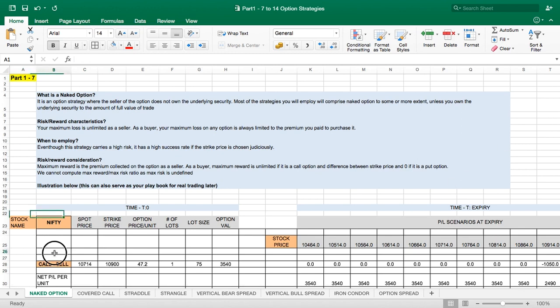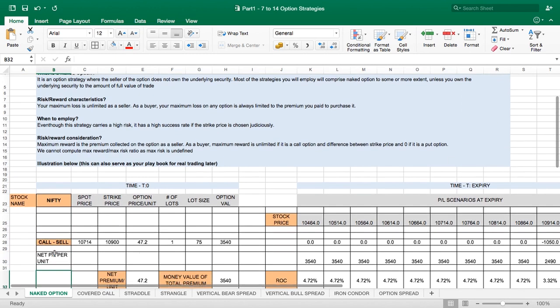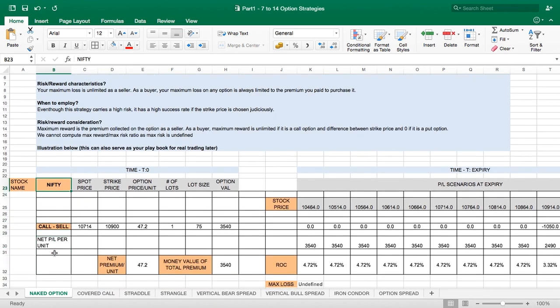How exactly do we do this? Okay, so let's take an example. The stock name out here is Nifty. Nifty, for those of you who are not from India, is the Indian stock market index. So let's say we are selling a call option of Nifty, and the current spot price is 10,714.